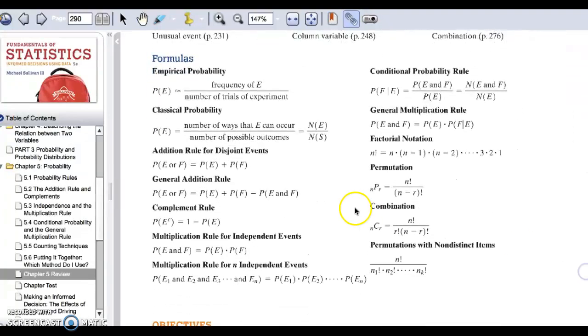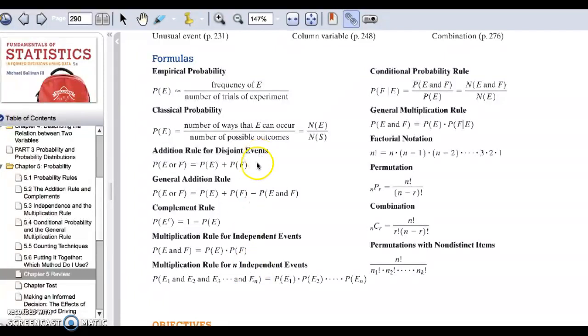So you have a formula list here, and it turns out that there's some formulas here at the end. These ones involving permutations, combinations, are not actually going to be utilized. I'll talk about that in a moment. But the rest of these probability rules will be discussed in sections 5.1 through 5.4.